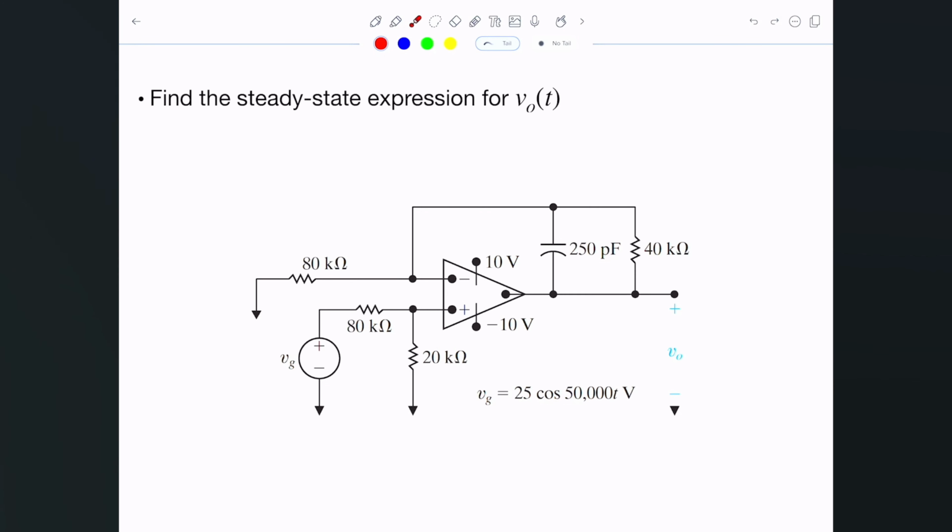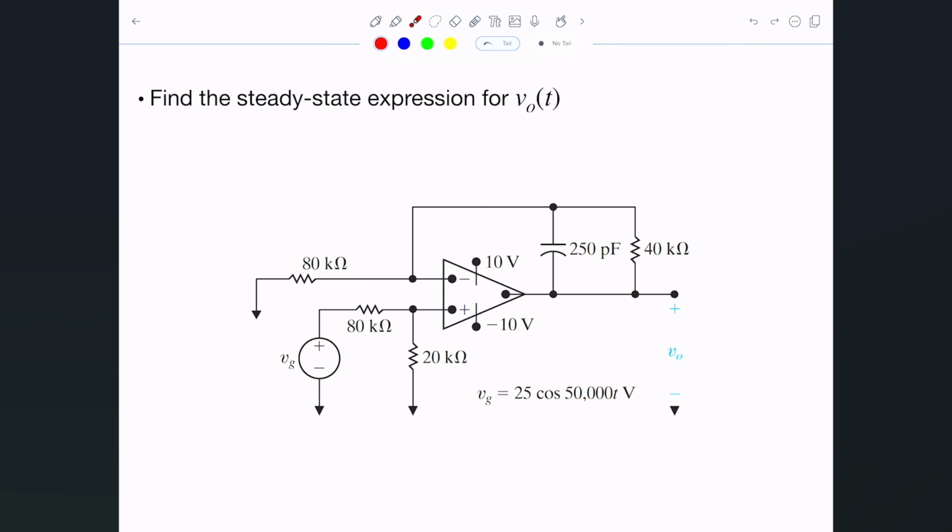In this example, I want to show you that we can use phasor transforms to do steady-state analysis on circuits that contain operational amplifiers in the same way we've done it for DC circuits. In this circuit, the voltage source is a sinusoidal source that has a 50,000 radian per second angular frequency and a magnitude of 25, and we're being asked to compute V naught. And of course, there's this 250 picofarads in here.